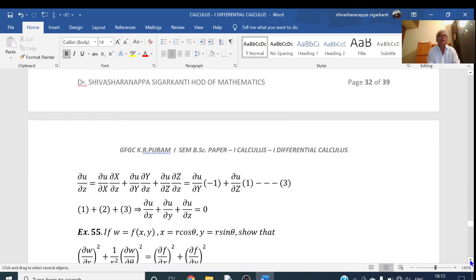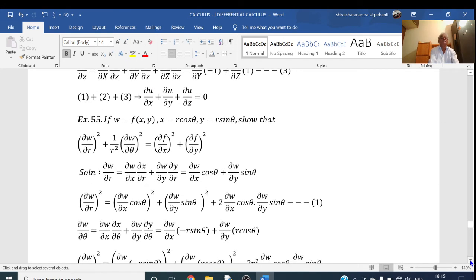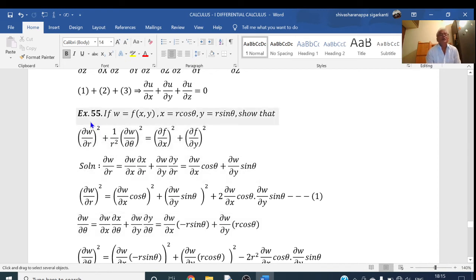Okay, I'll go to the next example. If w equal to f of x comma y, and x equal to r cos theta, y equal to r sin theta, show that (dou w by dou r) square plus 1 by r square into (dou w by dou theta) square is equal to (dou f by dou x) square plus (dou f by dou y) square. So here w is a function of x and y, and x and y are again functions of two more variables r and theta.